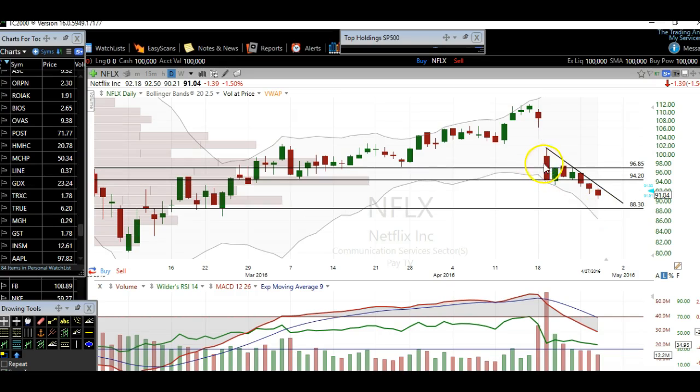Longer term, it does look like Netflix is going to be heading lower, but I think we could be getting a short-term bounce down here, and then a potential retest of this resistance, which was once support, at about $94, and I think that'll get rejected personally.